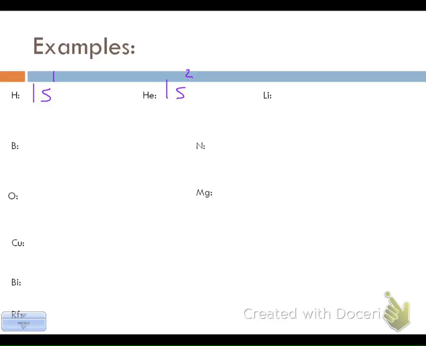For helium, the same subshell, but there are two electrons. For lithium, I have three electrons, so I complete the first energy level, and then I go to the second energy level where there's a 2s subshell, and I'll put my third and final electron there.